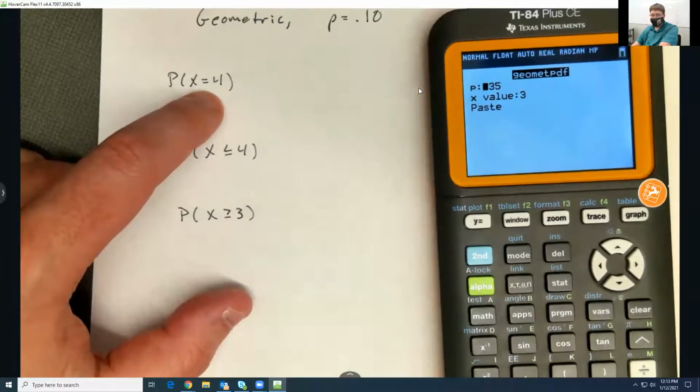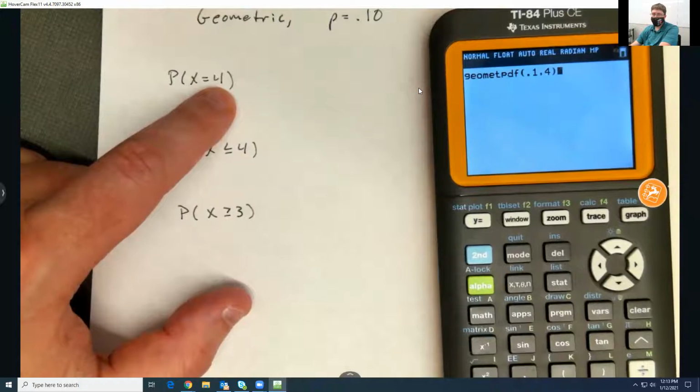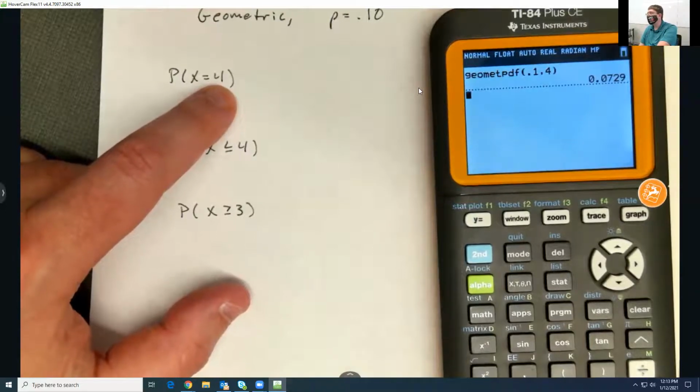All right, this is very easy. Type in your percent, 0.1. What is my X value? 4. Press enter. Ta-da, life is nice.